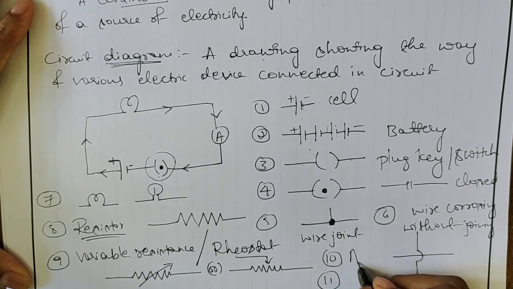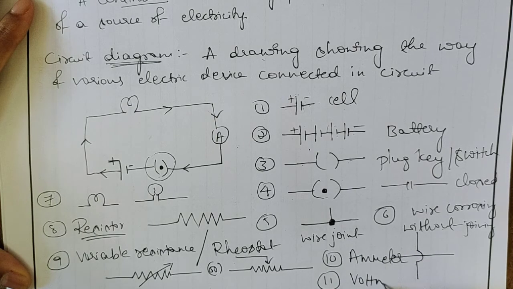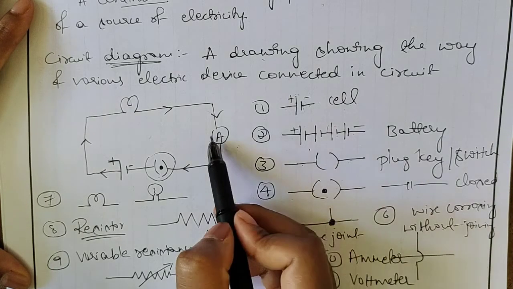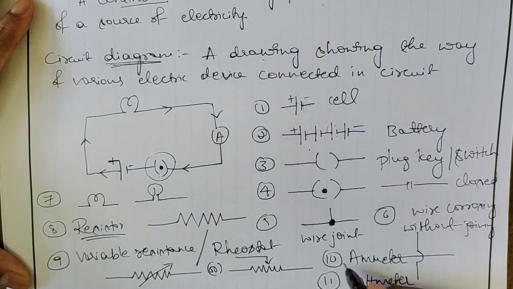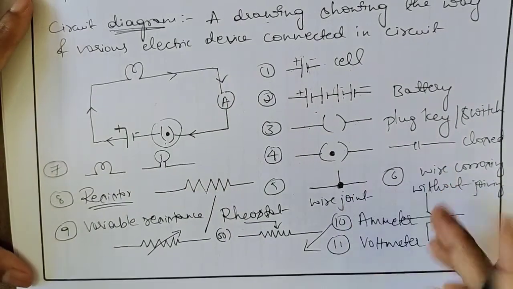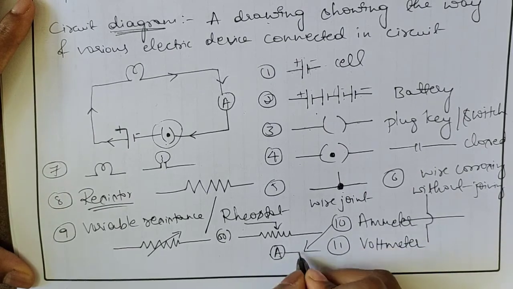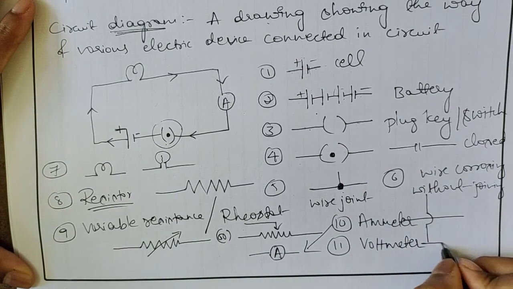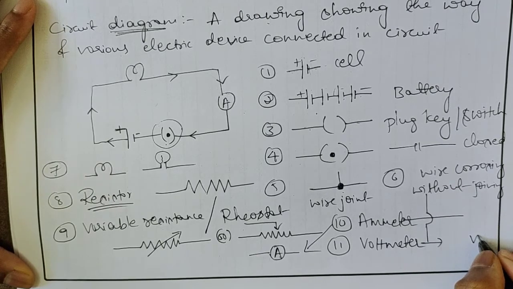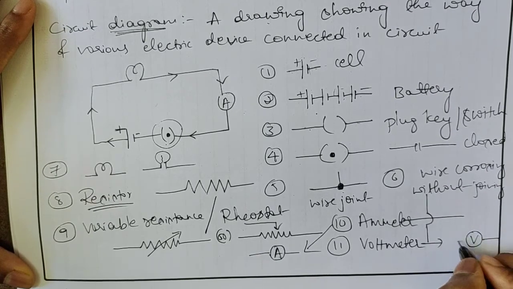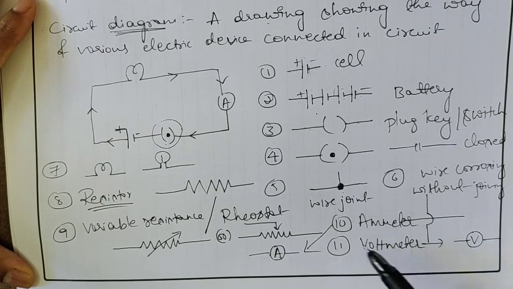That is nothing but ammeter and voltmeter. Usually, see, here we used this one now. So ammeter will be indicated with A in a circle. Further, it will be connected to the connecting wires. Now voltmeter is indicated with the symbol V in a circle, further with connecting wires. Clear now? So ammeter as A, voltmeter as V.